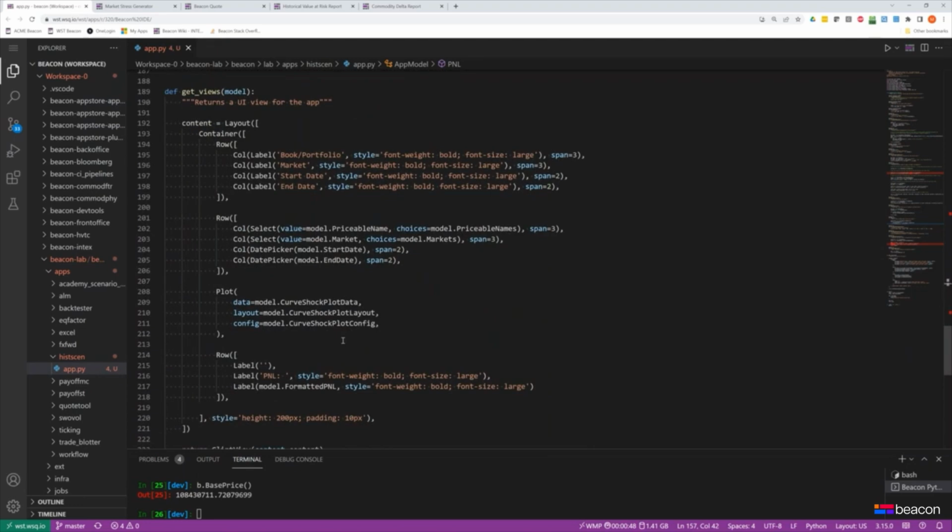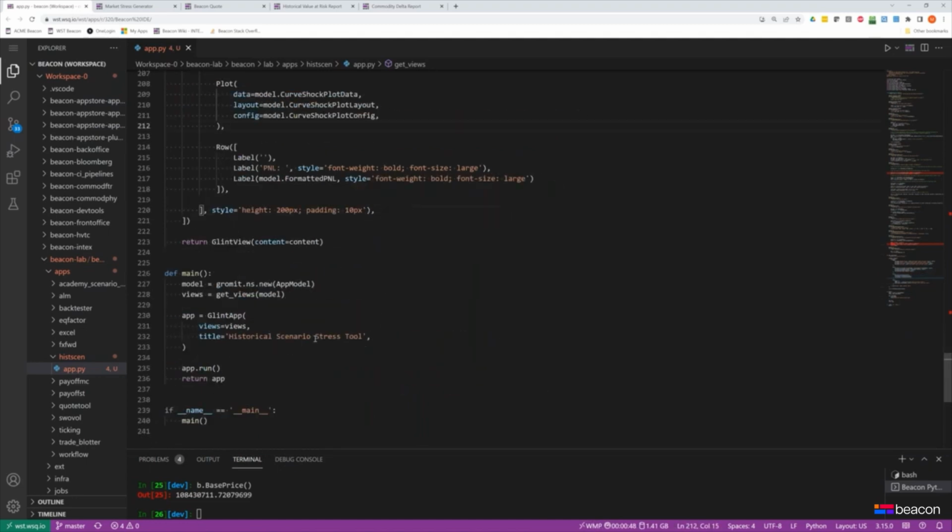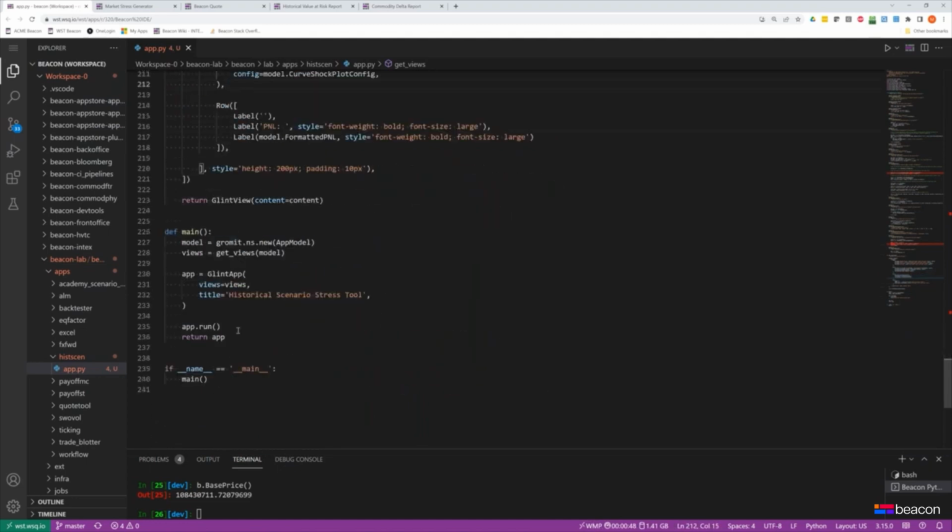Here's a function, get views. This is the thing that defines the user interface. So again, you don't have to know JavaScript or HTML or any of that kind of stuff. All you need to do is be able to write Python code to lay out a user interface as a grid of widgets, like rows and columns. So here I've got some rows and columns with some labels, some drop-down lists, some date pickers, a plot to show the curve shock, a thing here to show the P&L, and then the main function that pulls the model and views together and rolls it into an app and runs the app. So let's just run that.